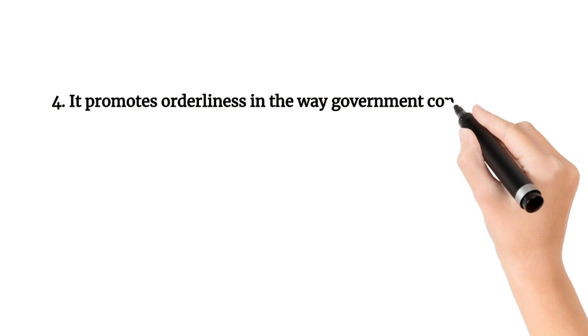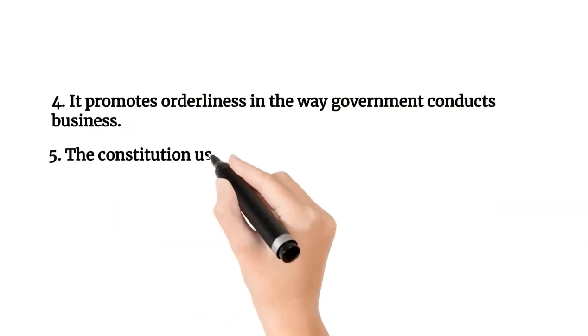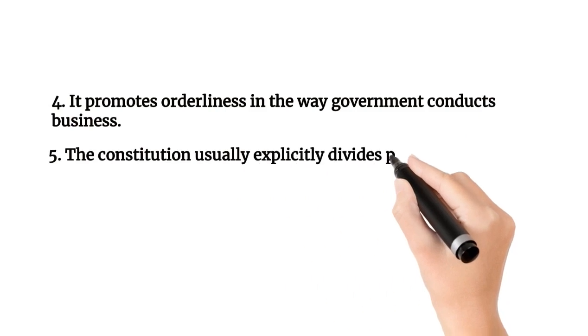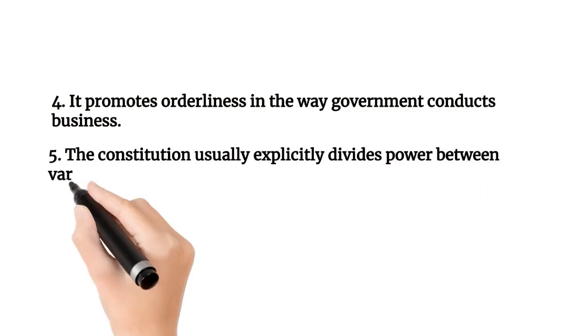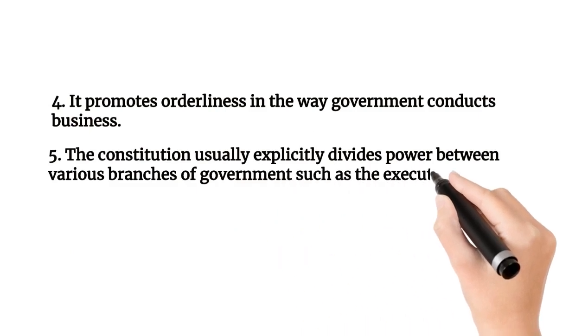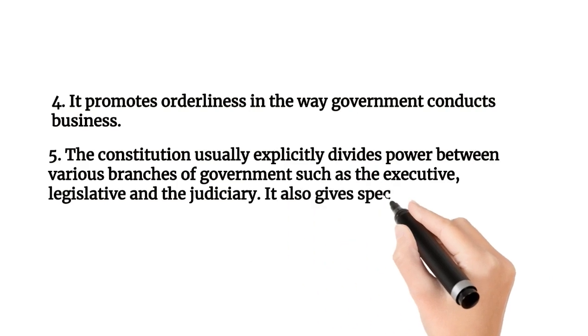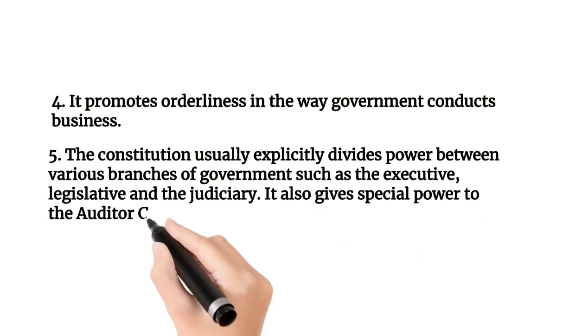Point five, the Constitution usually explicitly divides powers between various branches of government, such as the executive, legislature, and the judiciary. It also gives special powers to the Auditor General's office.